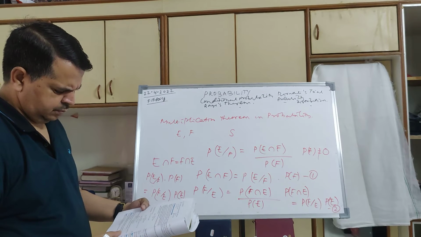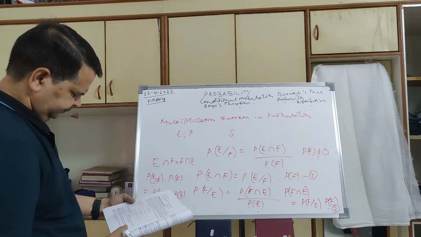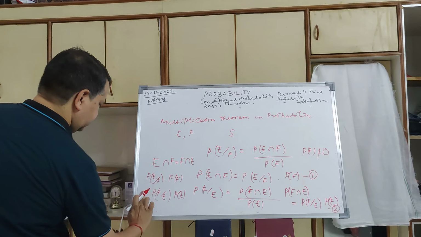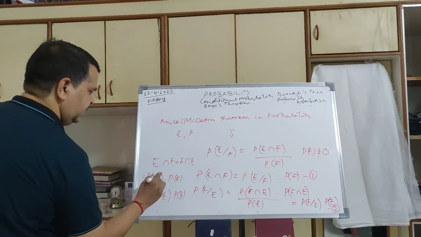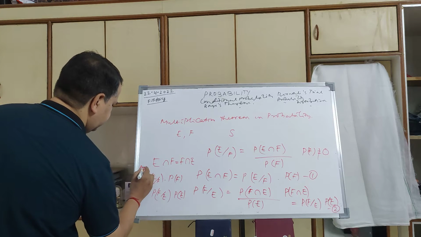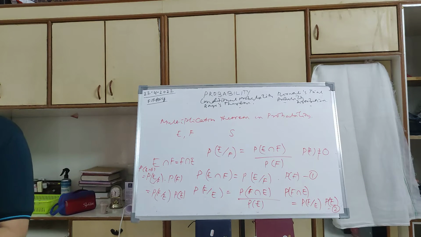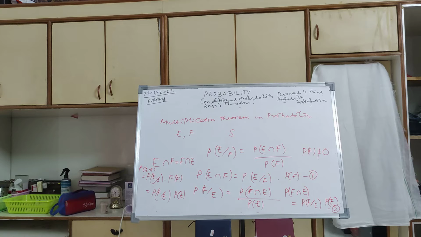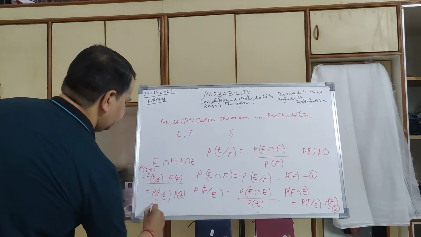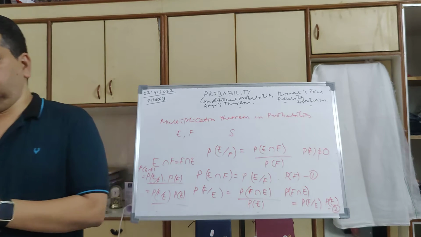So finally, you can write the probability of E intersection F is equal to either P of E into P of F given E, or P of F into P of E given F. This is the derivation, and either one gives the probability of E intersection F. With this you can solve any number of examples.